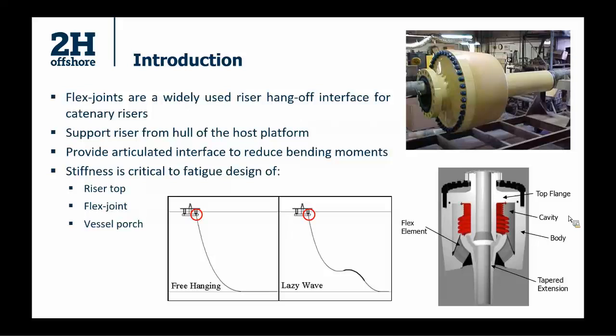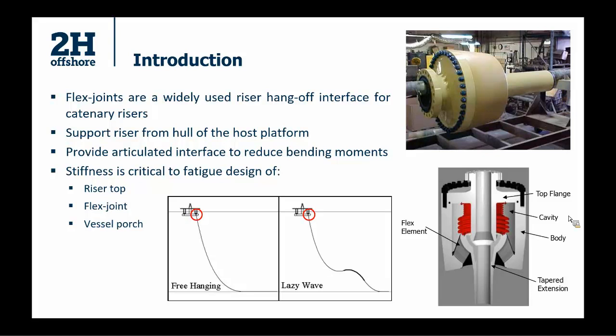Flex joint is a widely used riser hang-off interface for steel catenary risers, including free hanging SCR and steel lazy wave. It supports the weight of the riser from the hull of the host vessel and provides an articulated interface to reduce the bending moment transferred from the riser to the hull structure.